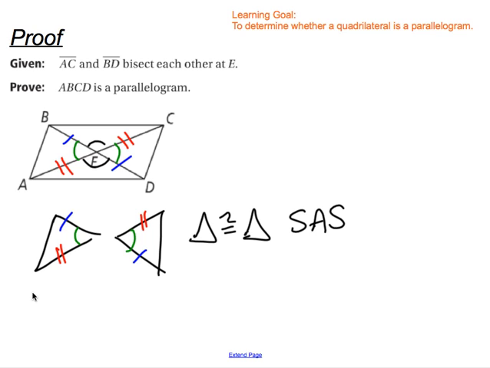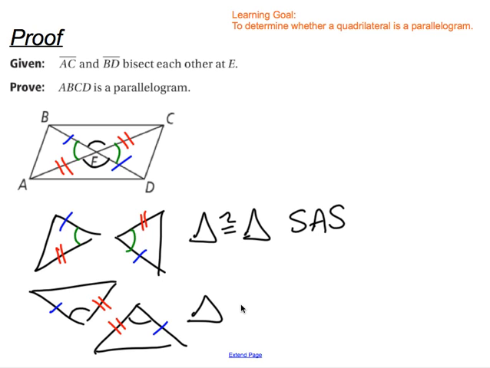Separating the other triangles, we have one triangle BCE that looks like this, and we have another triangle, triangle AED, that looks like this. So again, the vertical angles, probably a good place to start. We have AE, which is congruent to EC, and we have segment BE, which is congruent to segment ED. So once again, we can say that these two triangles are congruent by side angle side.